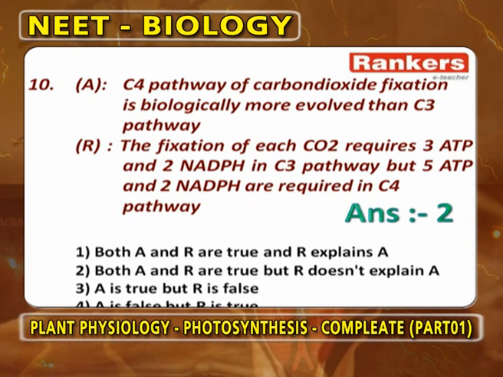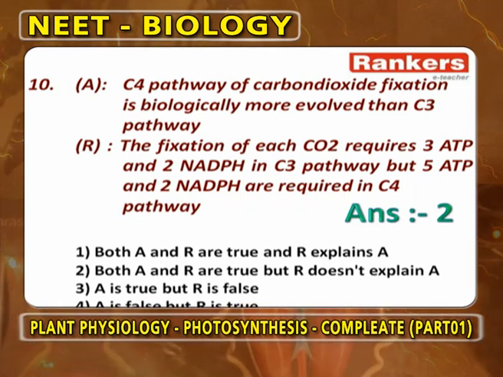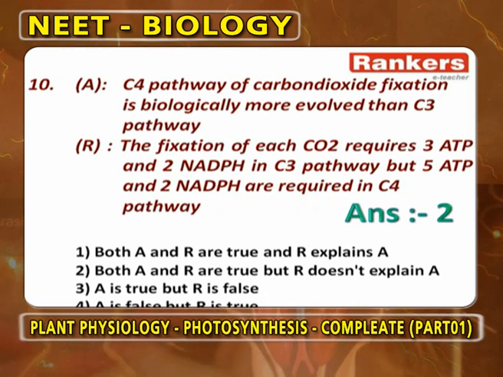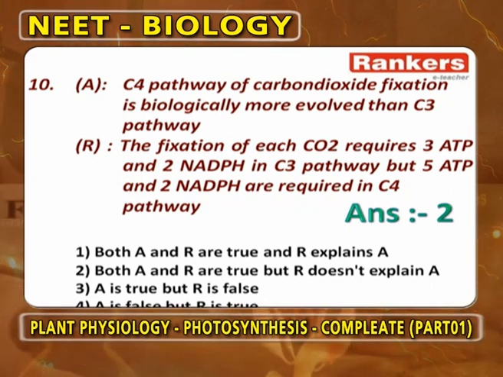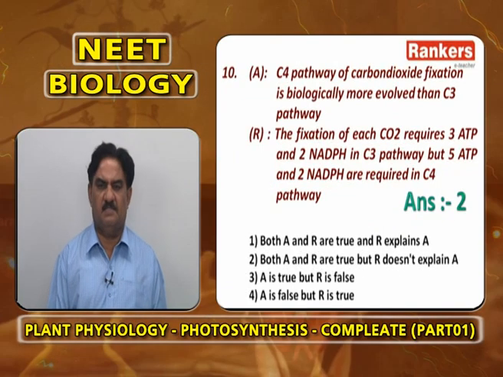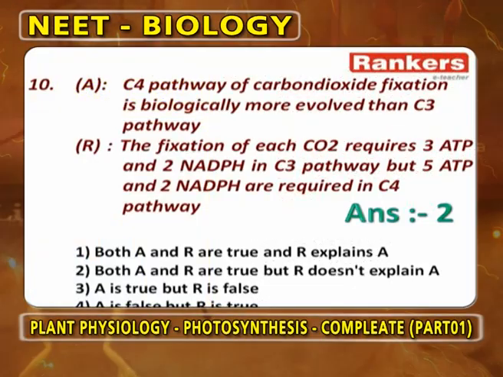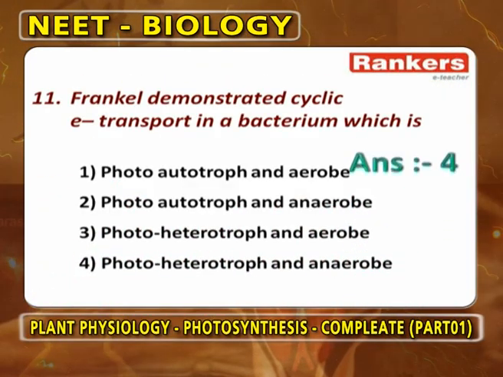C4 pathway of carbon dioxide fixation is biologically more evolved than C3 pathway is correct. The fixation of each CO2 requires 3 ATP and 2 NADPH2 in C3 pathway, and 5 ATP and 2 NADPH2 in C4 pathway. Both are correct but not linked with each other. So, both A and R are correct, but R is not the correct explanation of A. So, second option for this.